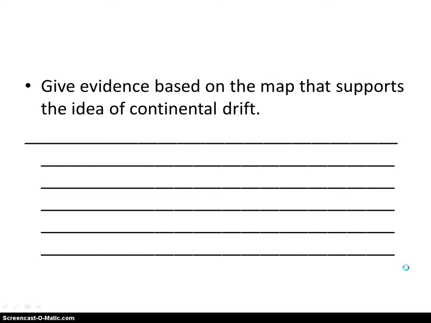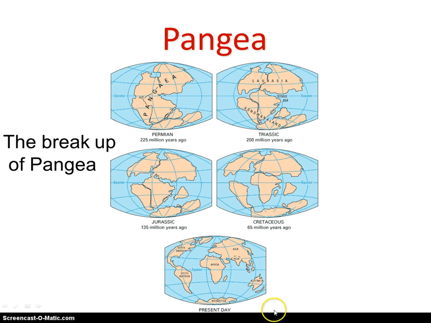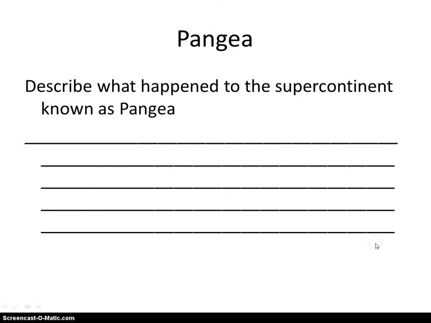So right now, I want you to go ahead and give evidence based on the map above that supports continental drift. Now, Pangaea broke apart at one point. Here's a picture of what that might have looked like. Starting off here, first, second, third, fourth, and then now. Describe what happened to the continent known as Pangaea in this space right here.